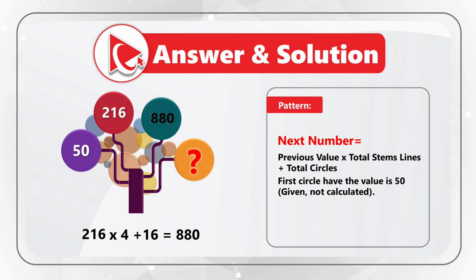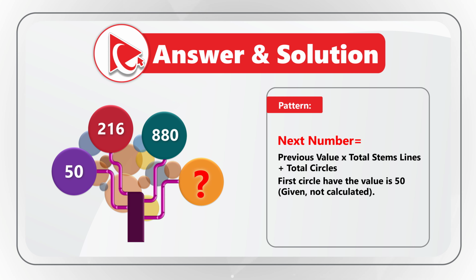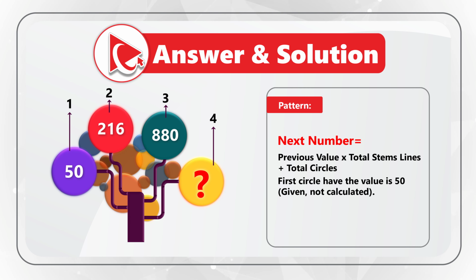Now you might be wondering what is 4 and where it came from and what is 16. The 4 is the number of stem lines in this structure. Let's count them: 1, 2, 3, and 4. And 16 is the total number of circles. If you count them, you see 4 circles on the forefront, the ones that have a number and the missing number. And then there are also 12 circles in the background.